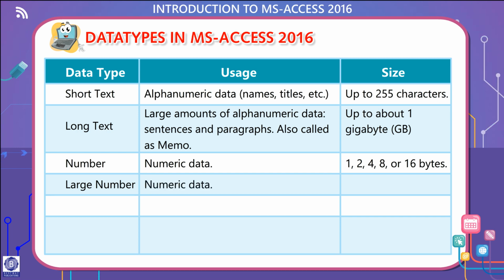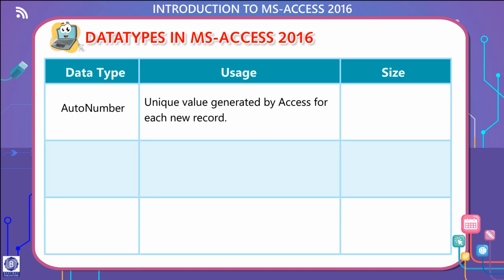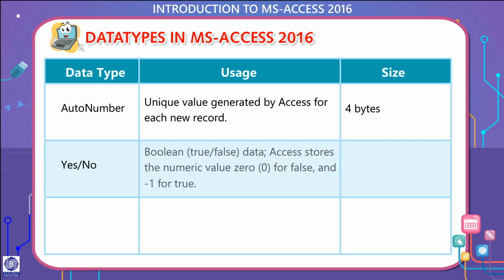Large number: numeric data, 8 bytes. Date/time: dates and times, 8 bytes. Currency: monetary data stored with 4 decimal places of precision, 8 bytes. AutoNumber: unique value generated by Access for each new record, 4 bytes. Yes/No: Boolean, true/false data. Access stores the numeric value 0 for false and -1 for true, 1 byte.